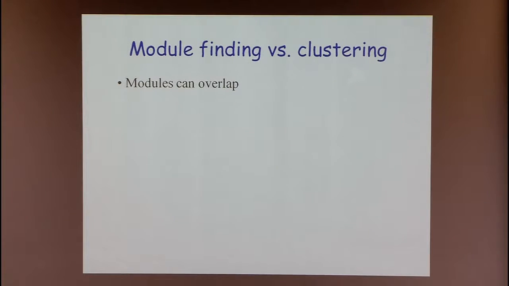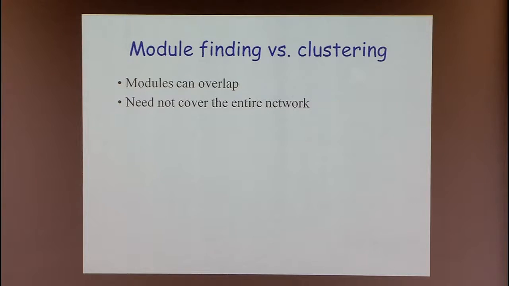So one distinction is that modules can overlap, while in many clustering formulations, the assumption, or the way the objective function is phrased, is that the clusters do not overlap. And it's very important in biology to recognize, at least in the context of the networks that we will work on, that a protein can have multiple functions, and therefore it makes sense to have as an algorithmic output clusters that do overlap, or modules that do overlap.